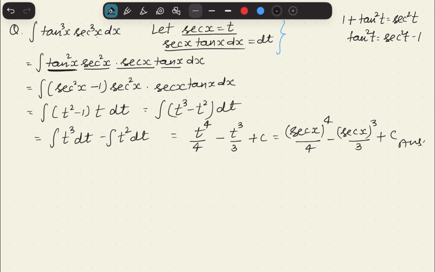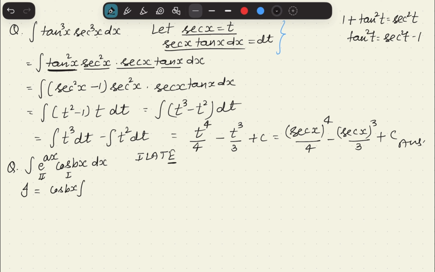Now next question. Next question is integral of e to the power ax cos bx dx. So here clearly we will apply integration by parts. So exponential function comes in ILATE at last. So e to the power ax will be second function and cos bx will be first function. So let us apply the formula, and I am assuming this integration to be I.